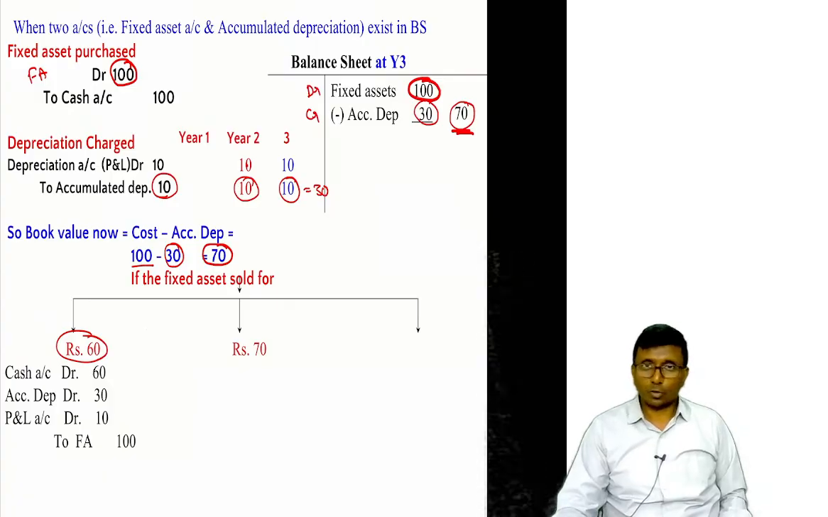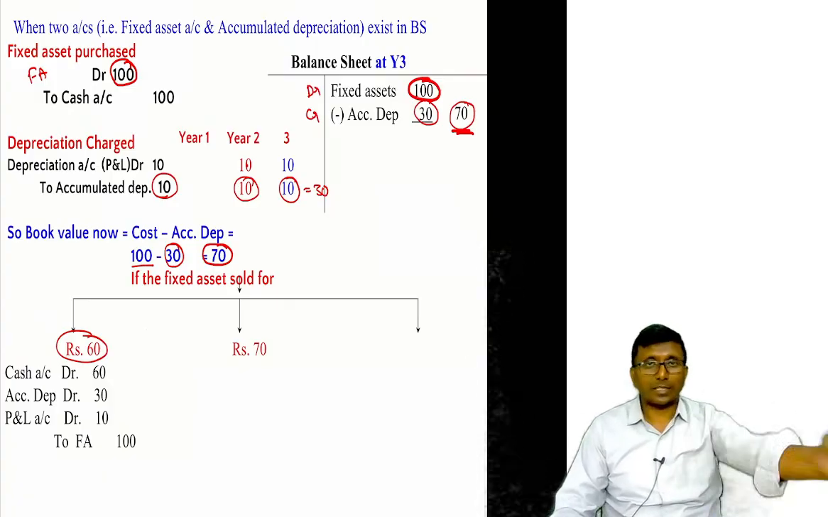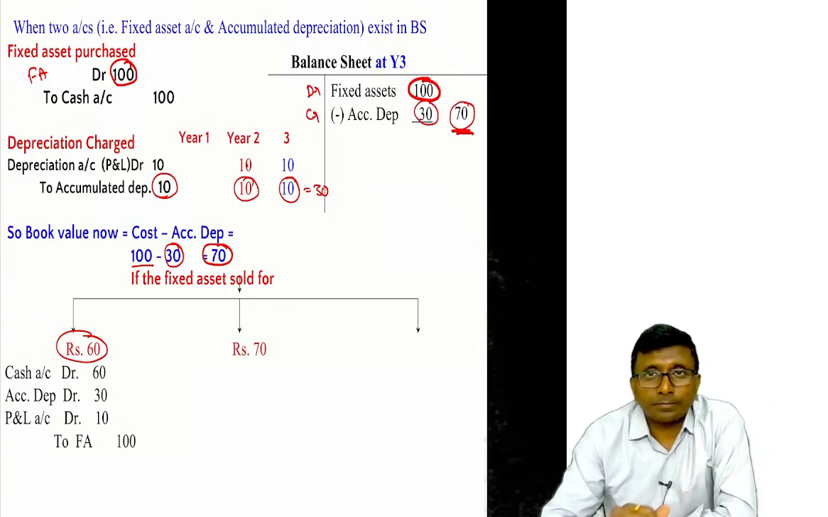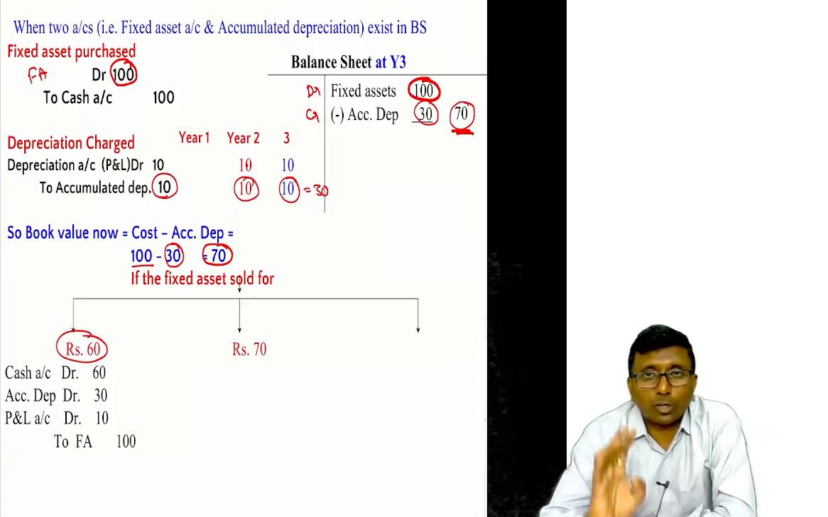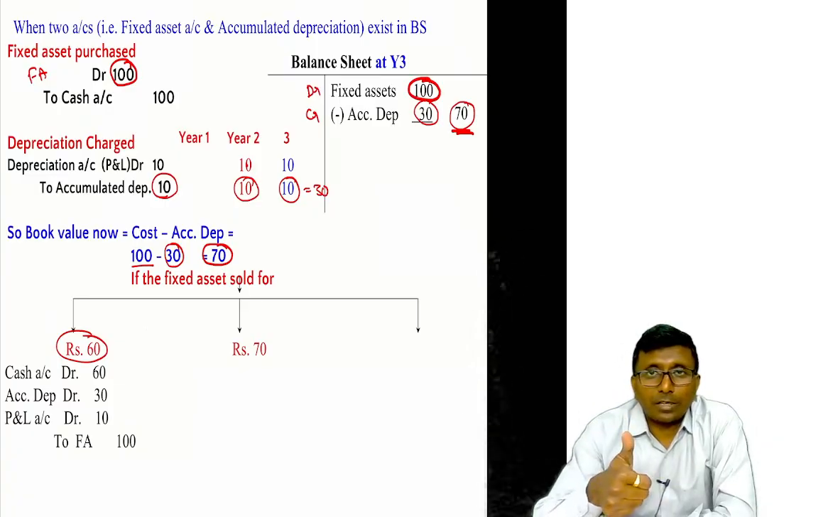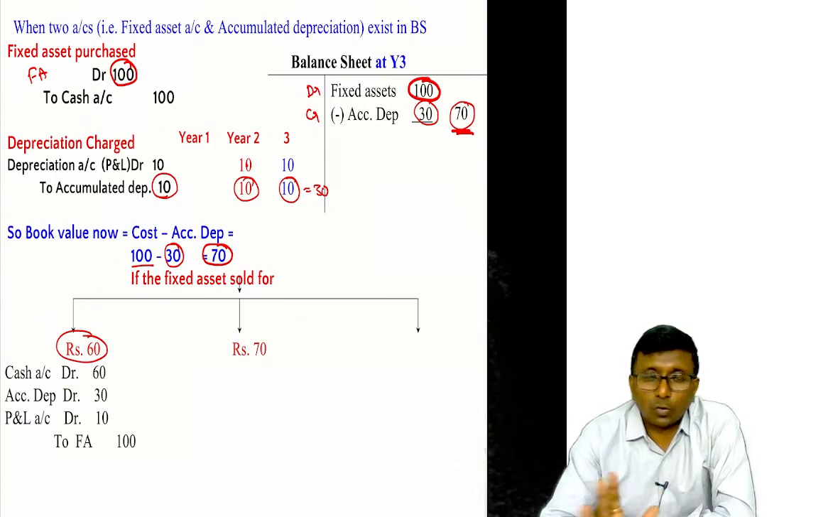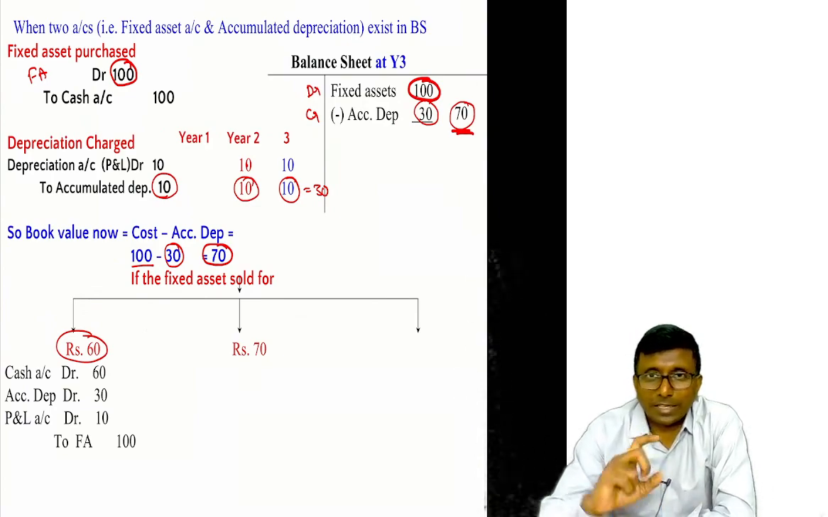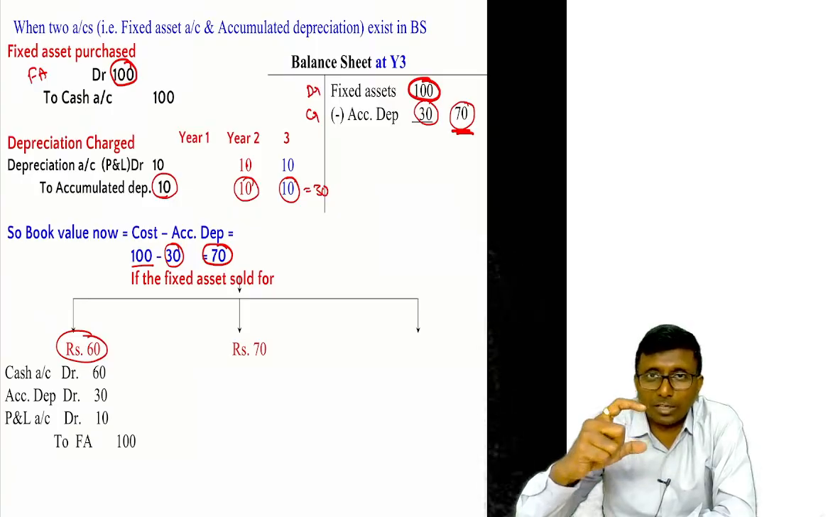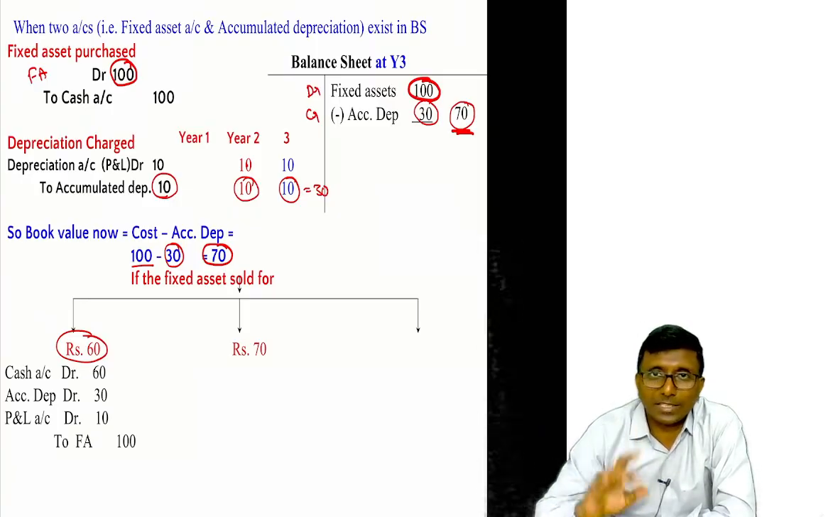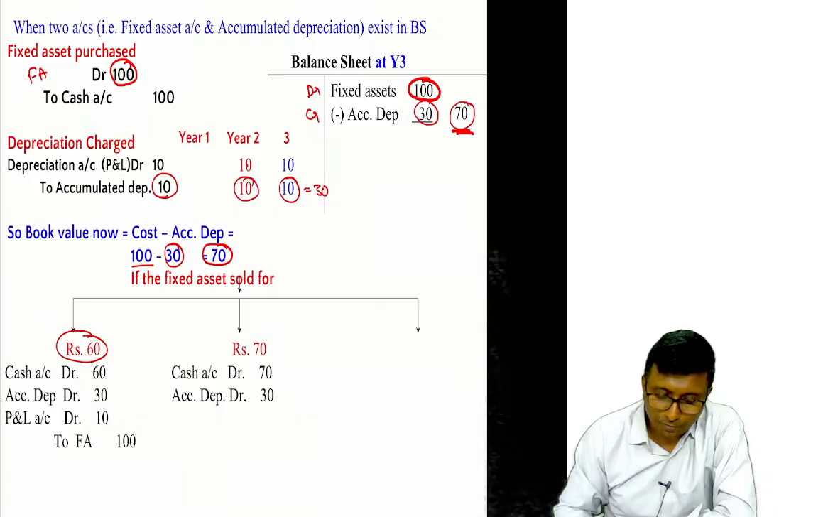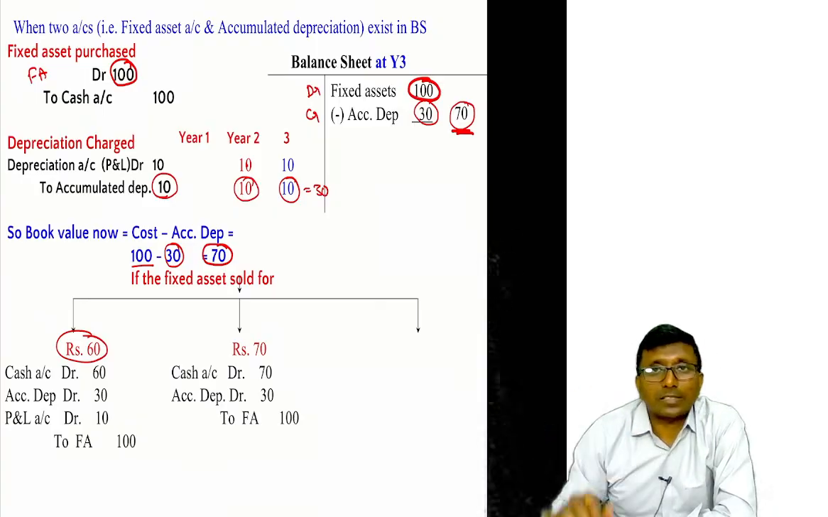Done? Hope you have cleared. Excellent. So first, what should I do? Remove both. Accumulated depreciation account debit, fixed asset account credit. Over. Next, cash has come, 70. Is there any balance difference between debits and credits? No, matching exactly. Obviously there is no profit and no loss. That's it.